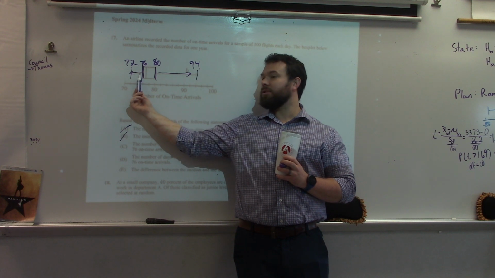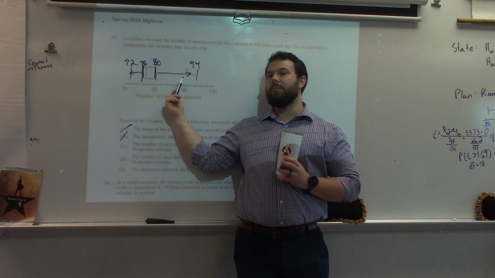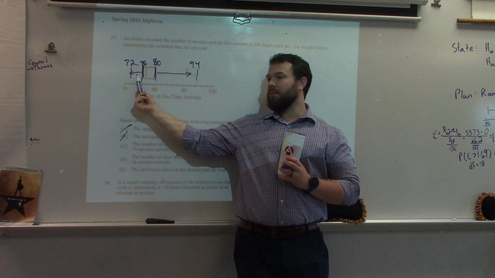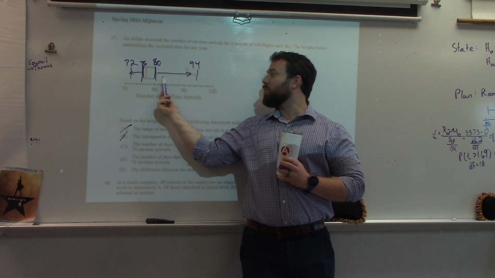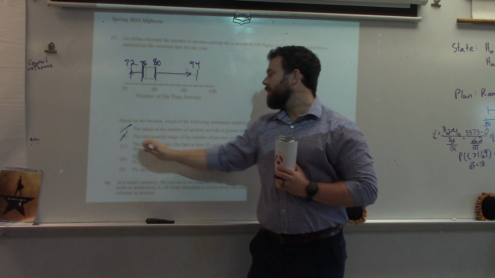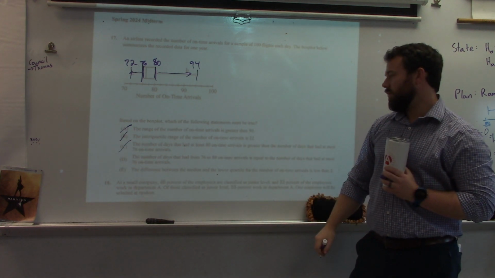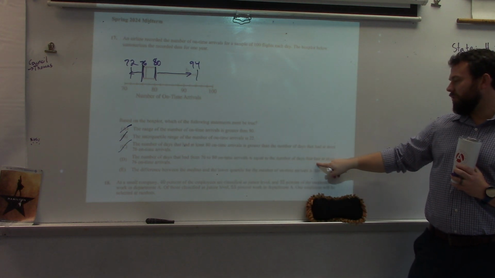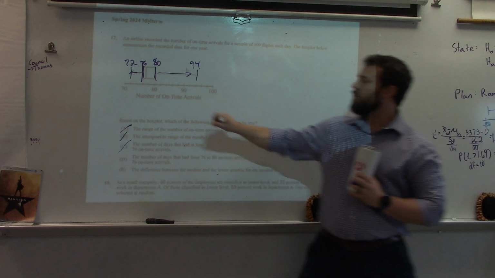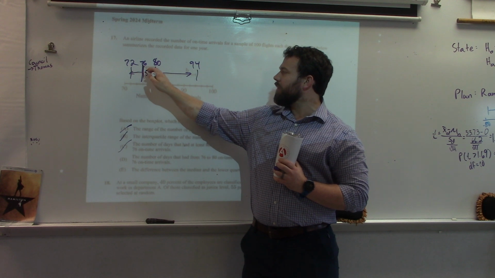Remember, every section is 25%, so this is the same number, isn't it? Same number of flights here, same number of days here. Even though this has more spread, this is the same, neither is more. So the number of days that had from 76 to 80 is equal to the number of days that had at most 76. But what percent of my data is in between the quartiles?